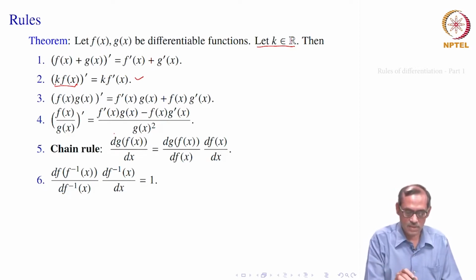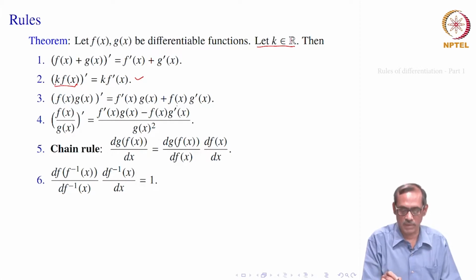The third says that if you multiply two functions f x into g x, so that is f g, a new function, its derivative is a bit different, not just f prime x into g prime x. It will be f prime x g x plus f x times g prime x. So, you have to remember this and apply it. Of course, we will see how it comes.